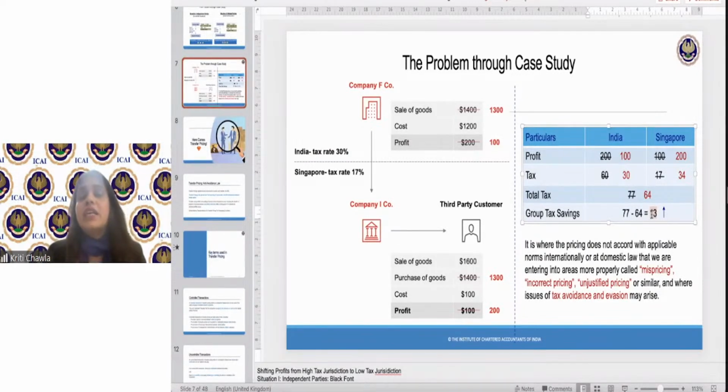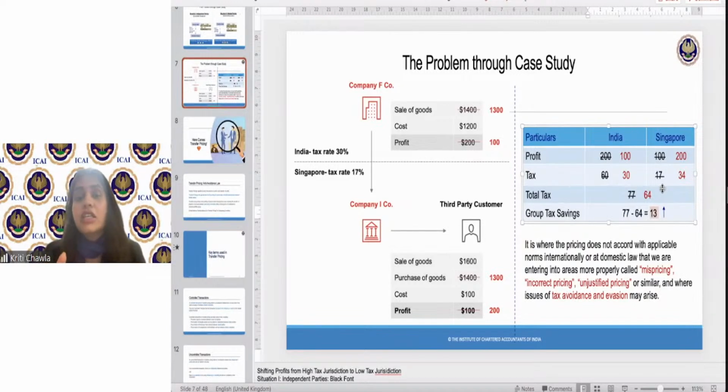They transacted at a price which was driven by group market forces and not generally the market forces of economics, demand and supply. They transacted at their own price, which is also called incorrect pricing, or they transacted at a price which was unjustified. They transacted at mispricing, etc. And this is where the issue of tax avoidance and tax evasion arose, because they saved on taxes by transacting at their own price. They did not pay their fair share of taxes.